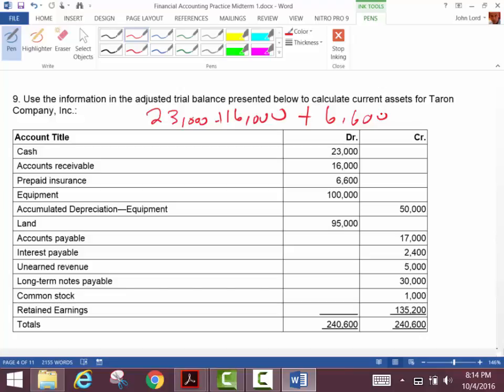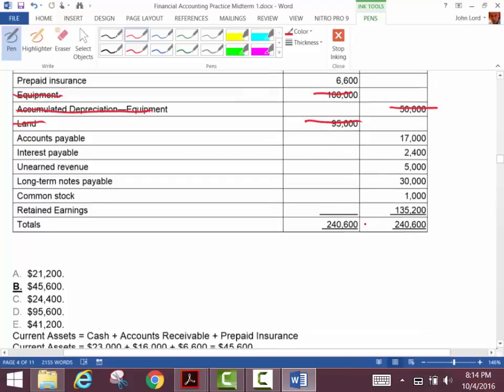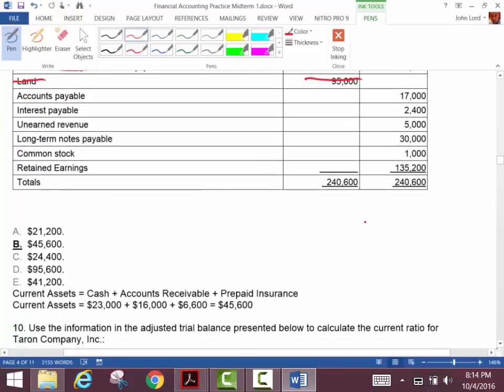Equipment is not a current asset. You're not going to use up equipment in a year. So equipment is not a current asset. It's equipment. How about the accumulated depreciation with the equipment? No, not current. How about land? We'll never use up land, right? So do we have our current assets here? There they go. Equipment is not a current asset. You're not going to use it up in a year.